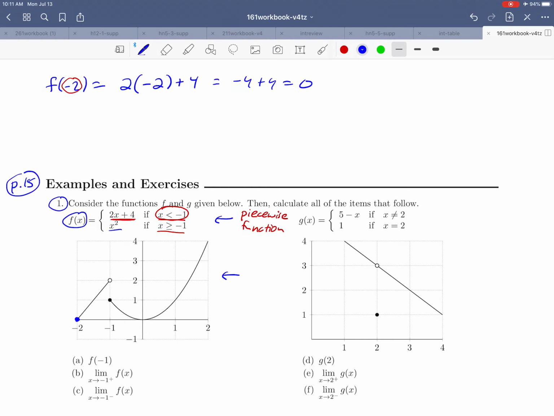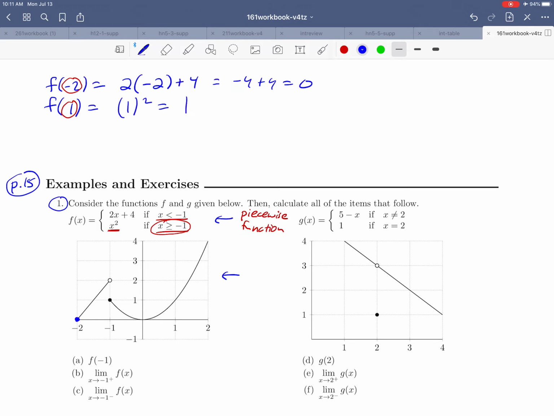What if you wanted to plug in the number, let's just say 1. I'm going to clear away a little of the clutter that we have here. All right, so we do kind of the same thing. We'd look at the number 1 and we'd ask, which of these two statements is true? Is 1 less than -1, or is it greater than or equal to -1? It's actually greater than or equal to -1, which means we'd want to use the second formula for that value. So we'd take 1 and we'd plug it into x squared, which would give us 1 squared, and we'd get an output of 1.